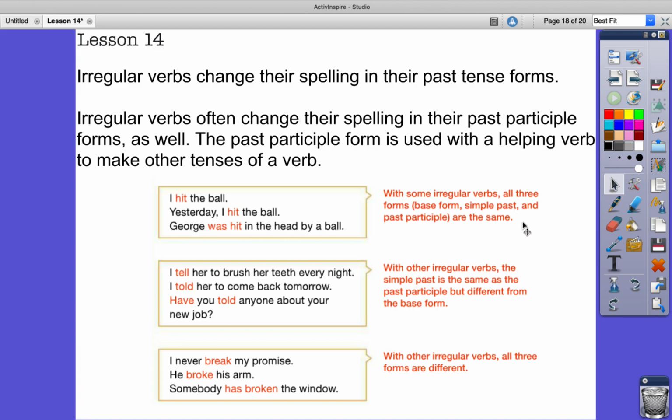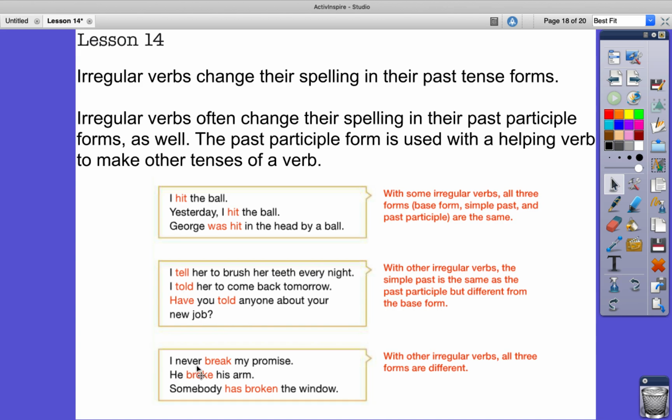With some irregular verbs, all three forms, so that's the base form, the simple past, and the past participle, are the same. Our next example, I tell her to brush her teeth every night. I told her to come back tomorrow. Have you told anyone about your new job? With other irregular verbs, the simple past is the same as the past participle, but different from the base form. So in the present, it's tell, and then it would change to told and have told.